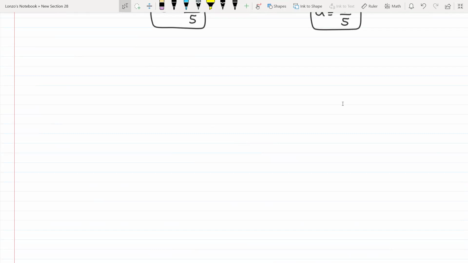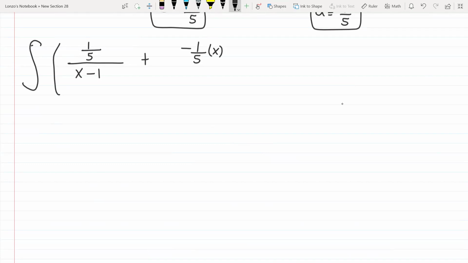So here, let me show you. This decomposes as, so my a value is 1/5, so it's going to be 1/5 over x minus 1 plus my b value, which is negative 1/5 times x plus my c value, which is 14/5, all over x squared plus 4, and this is all times dx. Okay, what can I do next?